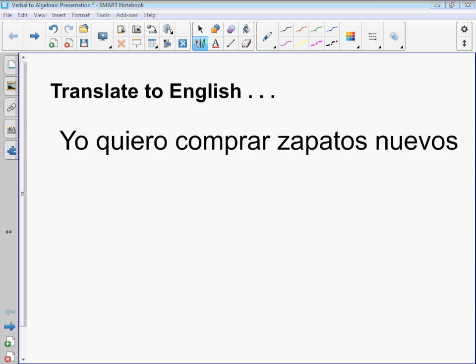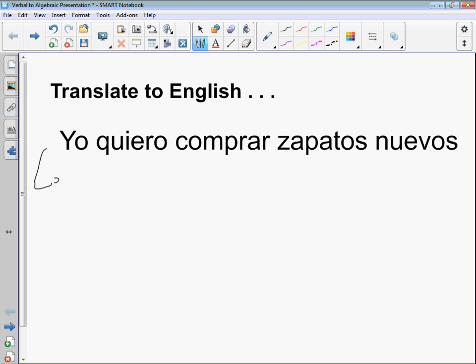So all we're doing is we're going to translate written words into math symbols. Just like you can translate from Spanish to English. What does this mean in English? I want to buy new shoes, right? If you don't speak Spanish, it's okay, but you get the idea.